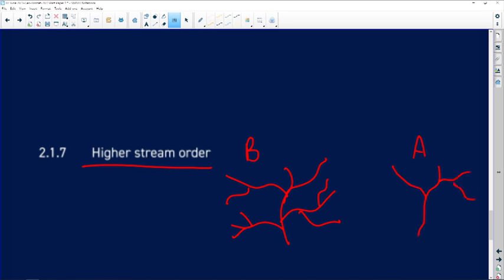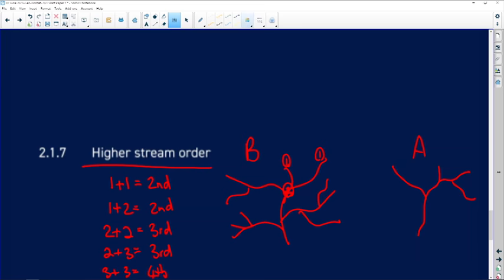Remember, a single stream or tributary is known as a first stream order. Now, where two first stream orders meet, it's a second stream order. Now, the rule of thumb is the formula goes as such. A first and a first stream order makes a second stream order. If it's a first stream order and a second stream order, it stays a second. A second plus a second stream order becomes a third stream order. A second plus a third stays a third. A third plus a third makes a fourth stream order.